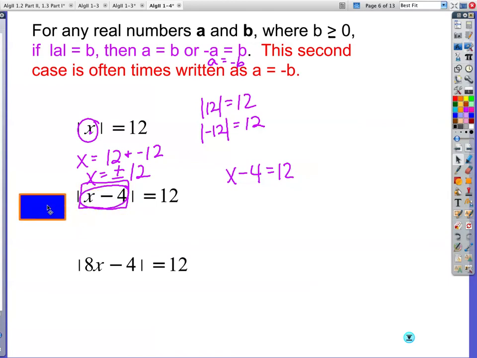x minus 4. So I have to write out x minus 4 equals 12, and yes, you have to write out x minus 4 equals negative 12. Then you have to solve both of these, okay? If I add 4 to both sides, I get 16. And over here, if I add 4 to both sides, I don't get negative 16.